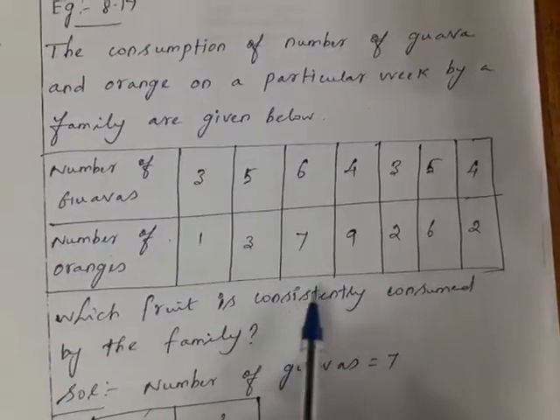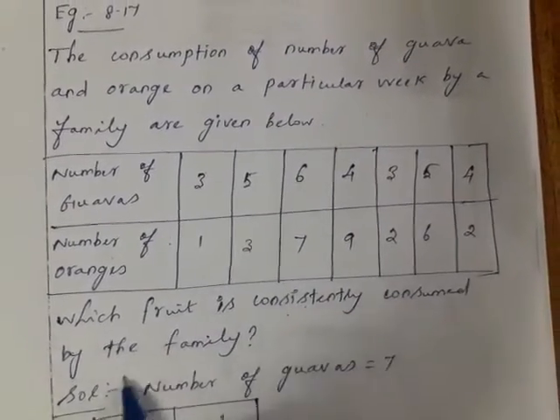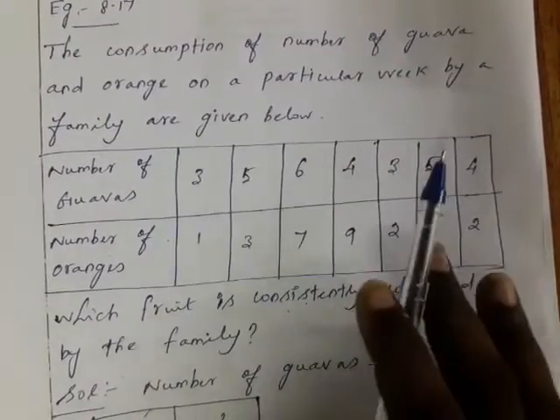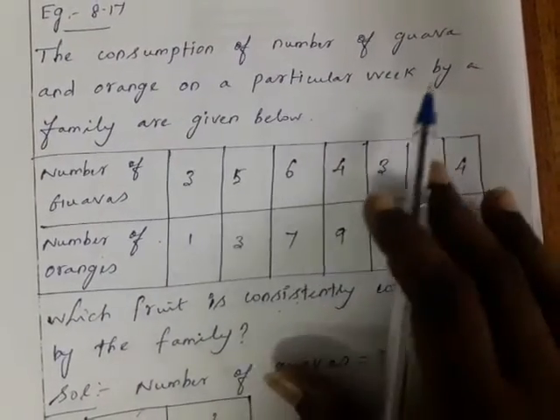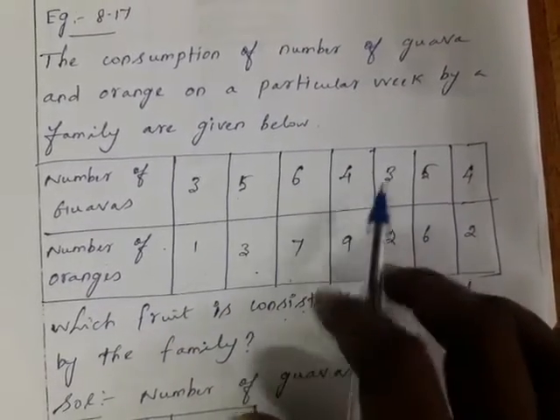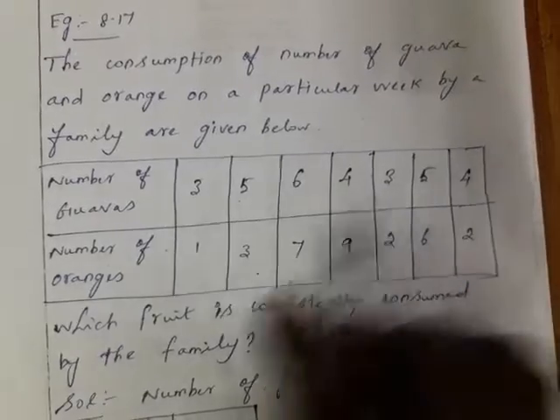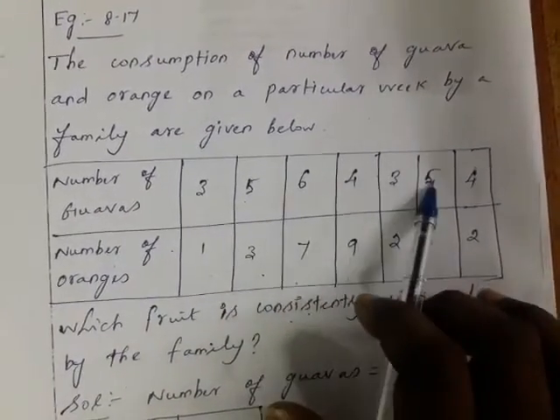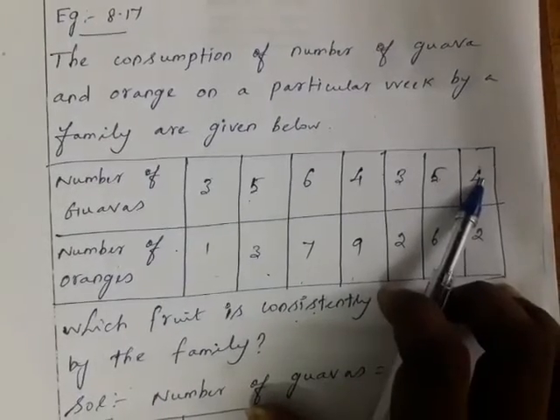Which fruit is consistently consumed by the family? So the number of guavas for the week is given as 3 1 5 3 6 7 4 9 3 2 5 6 4 2. So number of guavas for the full week: 1 2 3 4 5 6 7. So 1 week, 7 days.